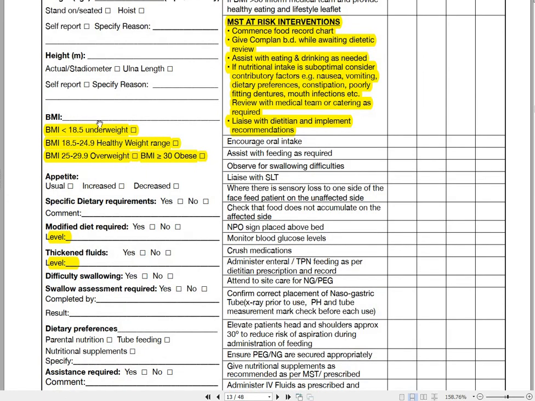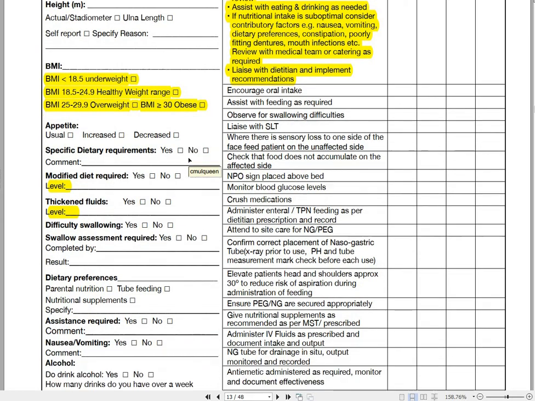And as you can see there, it tells you if the BMI is less than 18.5, the patient is underweight. If the patient's BMI is between 18.5 and 24.9, the patient is within the healthy weight range. If the patient's BMI is between 25 and 29.9, the patient is overweight. And if the patient's BMI is 30 or more, then the patient is obese. So you tick whichever one applies, okay? So we'll go down to our assessment.